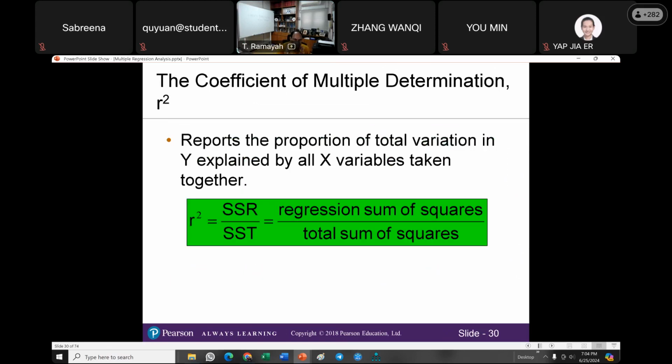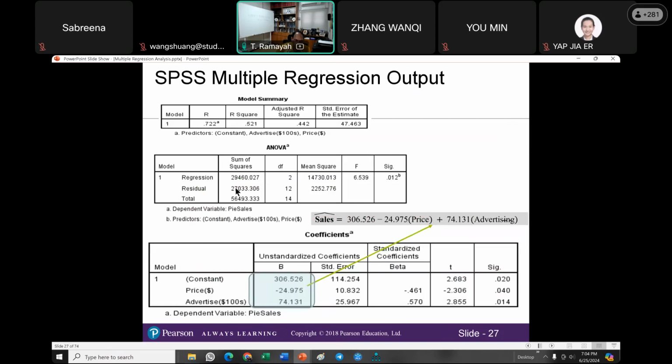We have a value called the R square. The R square is measured by the sum of squares regression divided by the total sum of squares. You get them in the output that you got. This is called the sum of squares regression, 29460, divided by the total sum of squares, which is here, 56493. You will get the R square.